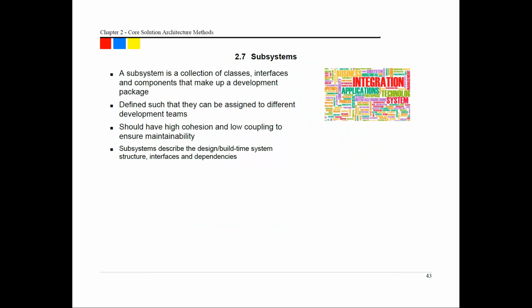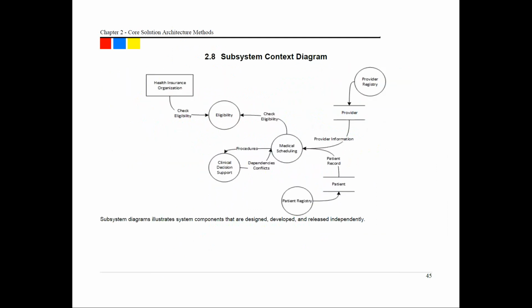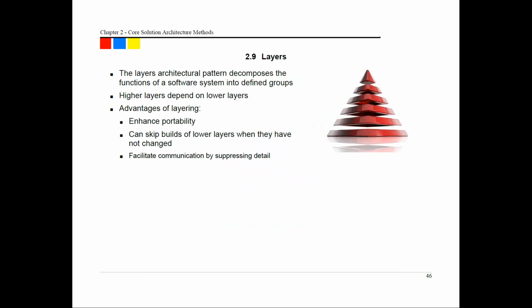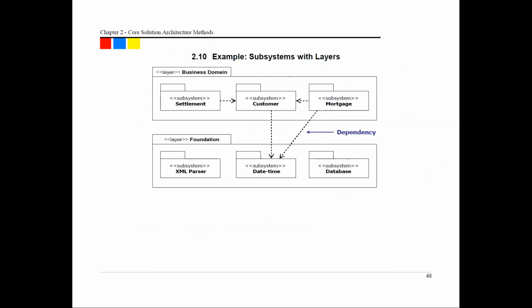So subsystems describe the design and build time, structure, interfaces, and dependencies. And so, you can build subsystem context diagrams. And again, this is really just, within our system boundary, what subsystems do I have and how do they interrelate to each other? A common approach to decomposition of a system into subsystems is layering. Now, layering is kind of a conscious thing.